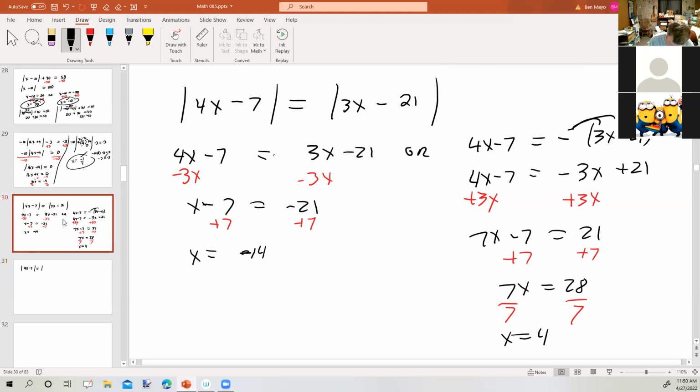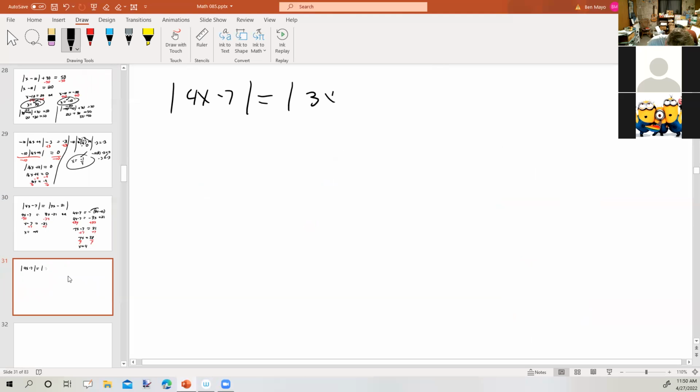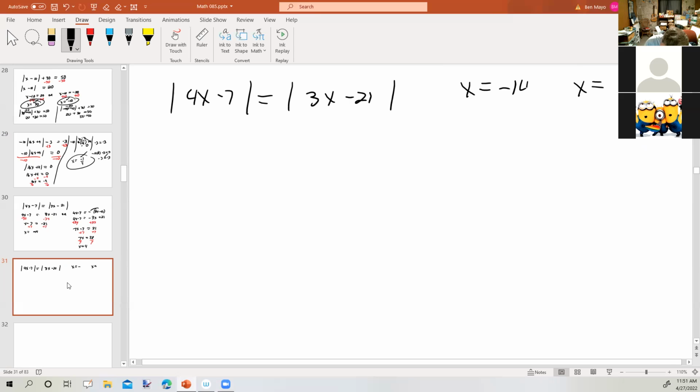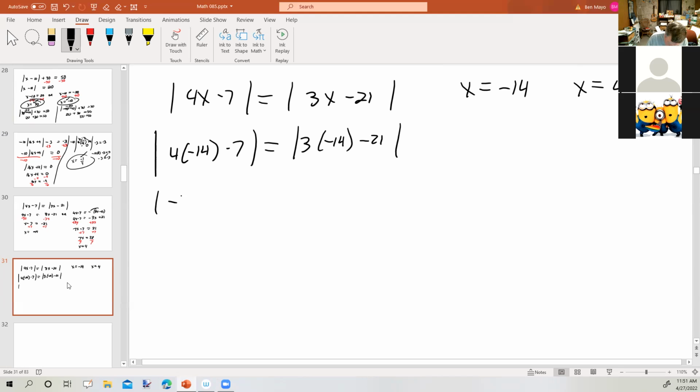3x minus 21. We've got negative 14 and 4. All right, let's try negative 14. Four times negative 14 would be negative 56. Negative 56 minus 7 would be negative 63. The absolute value of negative 63 is 63.